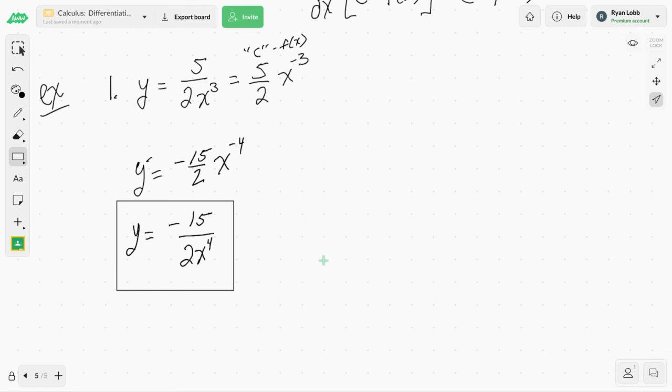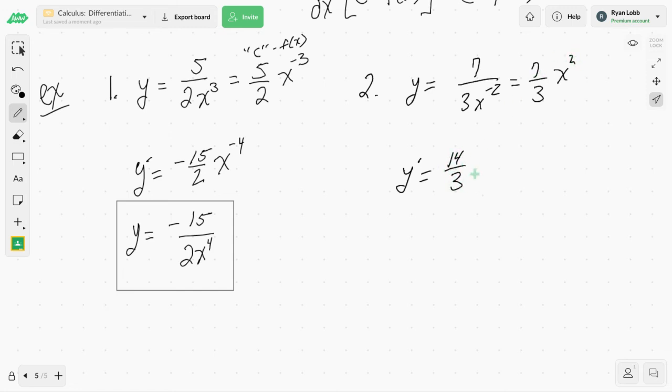All right, here's another one. Right quick, let's go with y equals 7 over 3 x to the negative second. Same thing, we already think ahead. That's going to be equal to 7 over 3 times x to the second. So then what's y prime? Well, we have 2 times 7 thirds, 14 thirds, x to the first. Done. Call it a day.